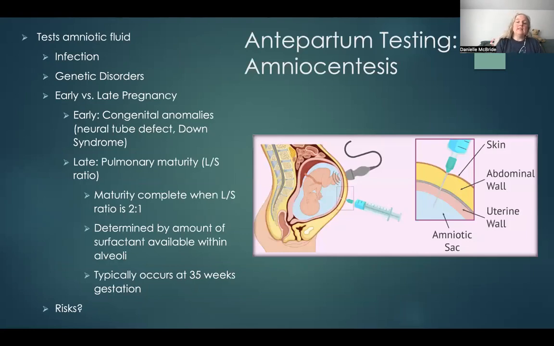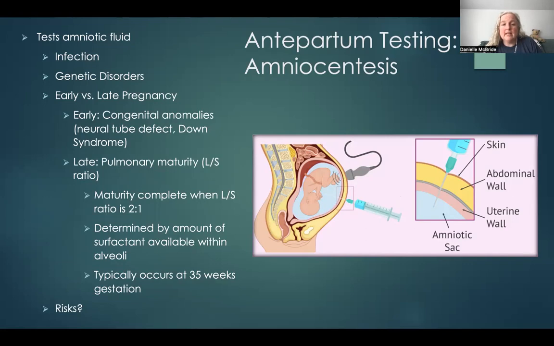So if we want to test further, we can test the amniotic fluid. And so this is called an amniocentesis. This is invasive. Okay, they're going to use an ultrasound. And so you can kind of see in the picture here, they're going to use an ultrasound, and so they can see where the baby is, where the placenta is, and then they're going to insert a needle and aspirate amniotic fluid from inside. There's a few reasons to do this.